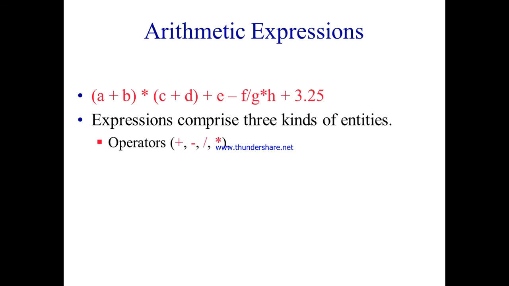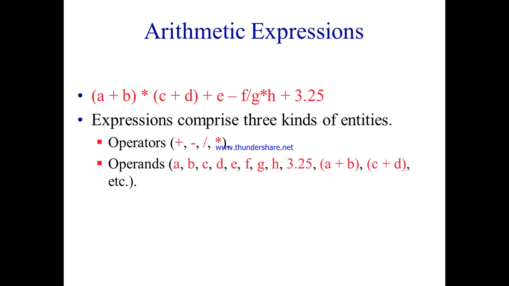So how will it be? This expression is consisting of a number of operators, the operands, and some delimiters. Delimiters are what? Here I am taking a comma as the delimiter, and also the brackets, open bracket and close bracket. So these are the delimiters in the expression. Plus, minus, divided by, and multiplication are the operators.